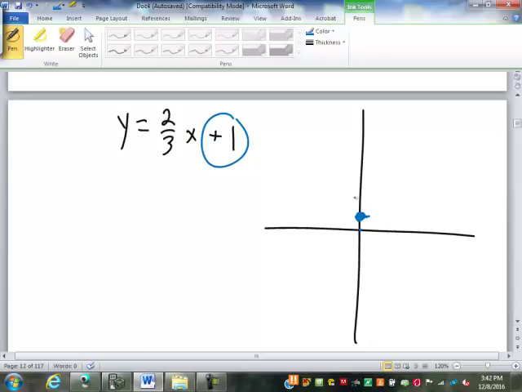From there, the slope tells us where to go to the second point. This is our slope. From there, we're going to go up how far? 2. So 1, 2. And we're going to go over how far? 3. 1, 2, 3. There's our second point. There's our line.